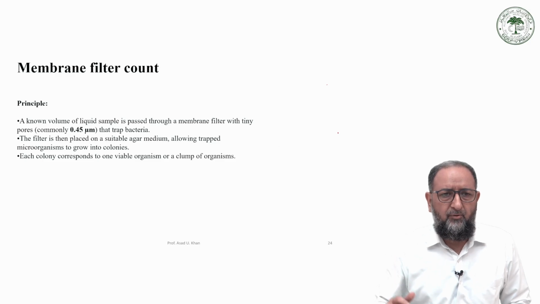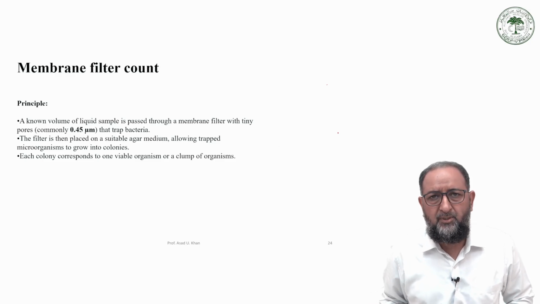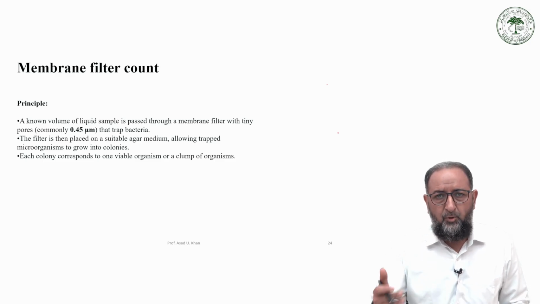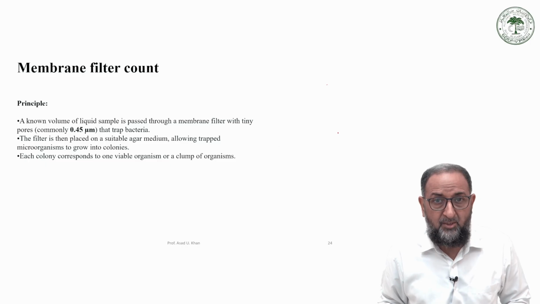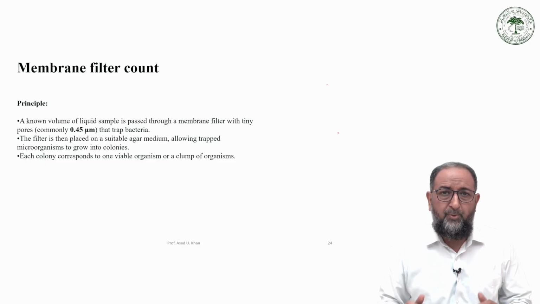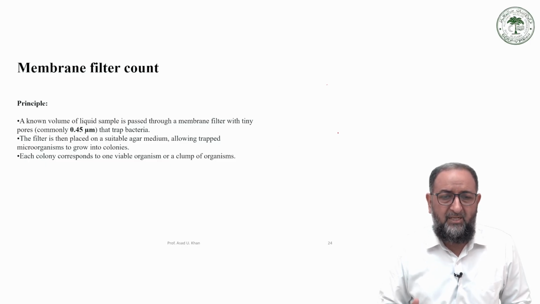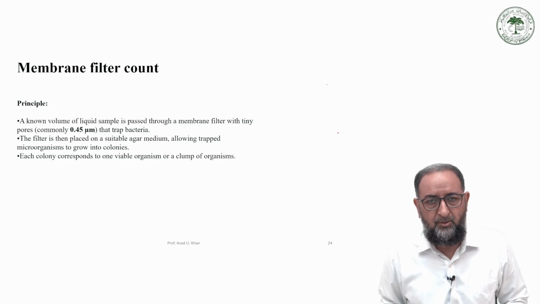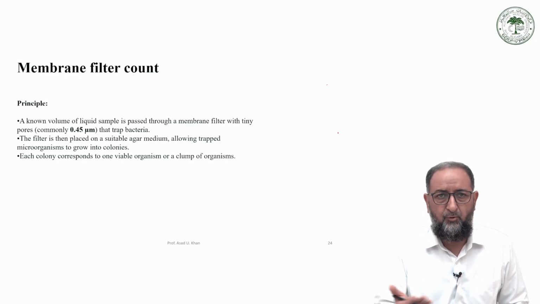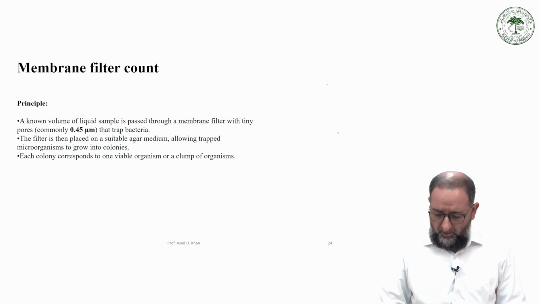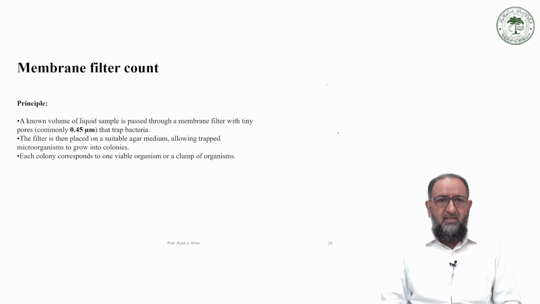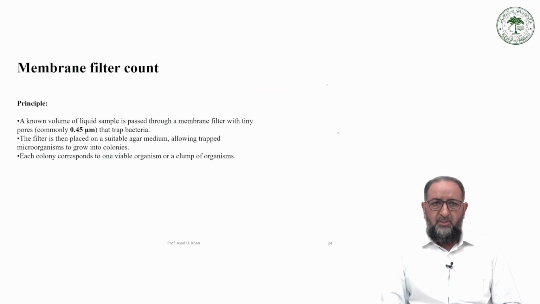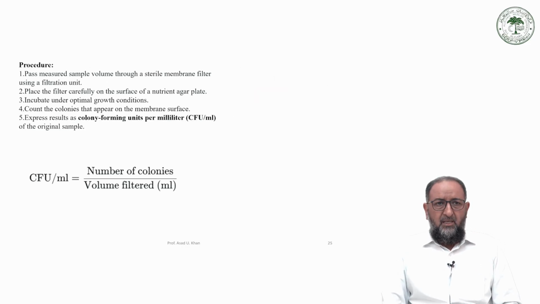Now I forgot to tell you, in the case of the serial dilution, when you put the sample on the plate, proper spreading of the plate is required, right? If you are not able to spread the plate, then you may have clumps of colonies on the plate. So proper spreading is required before you count the cells. Now membrane filter count, its principle is clear. I think this is the method we have just explained.